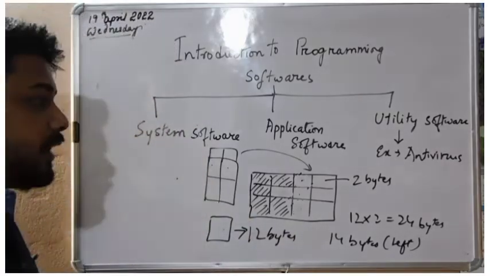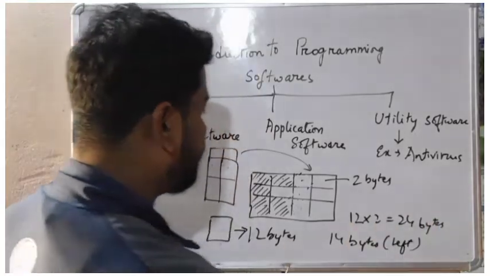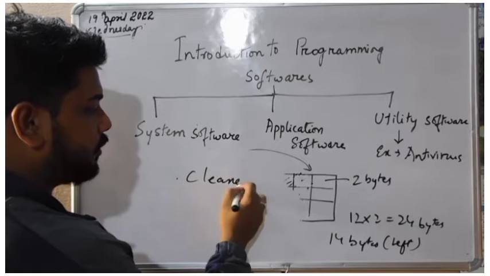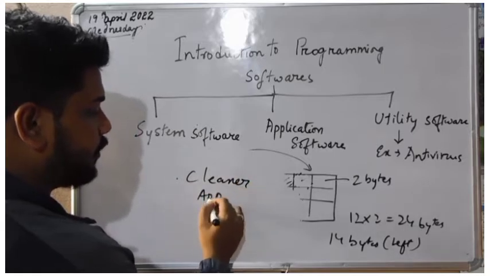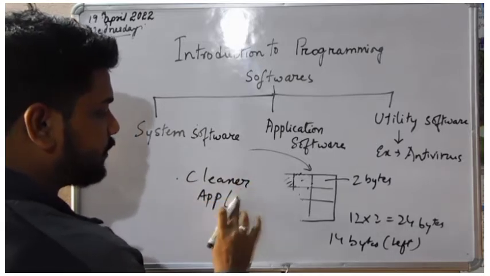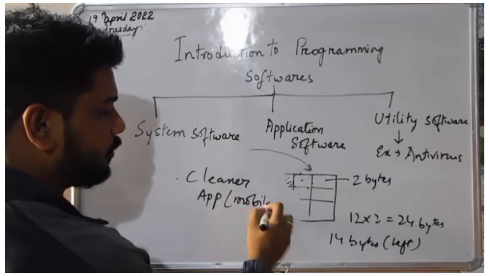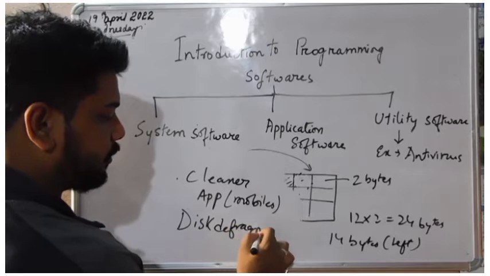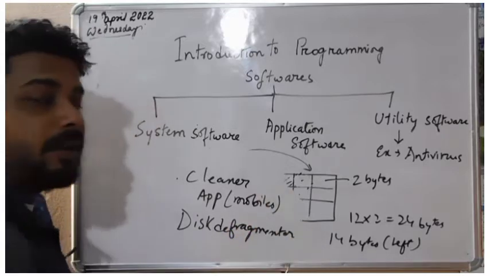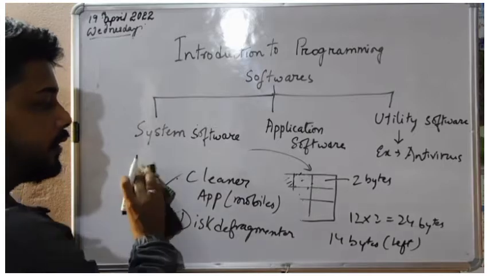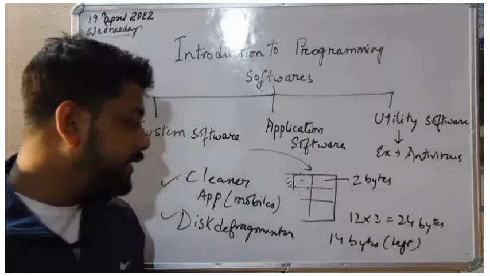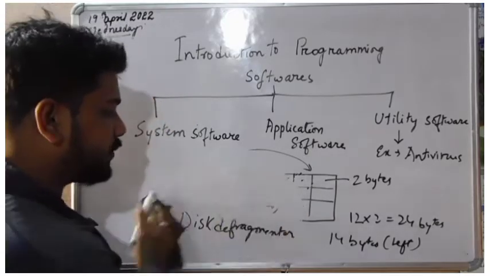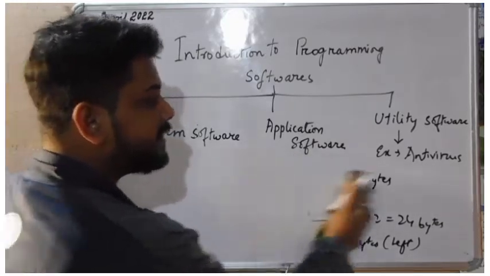Similarly the cleaner. Both work in almost the same way. Both the Cleaner app, which is available in mobiles, and the disk defragmenter work in a similar manner. Both have almost the same purpose, that is, they help to clean your memory spaces in your mobile as well as your PC.